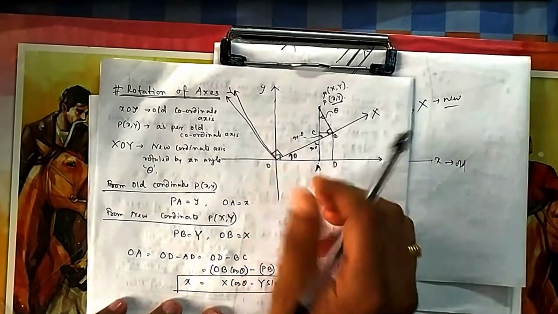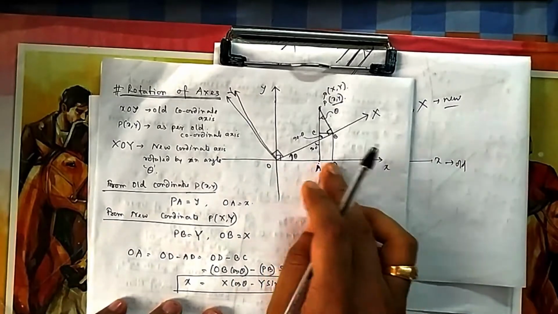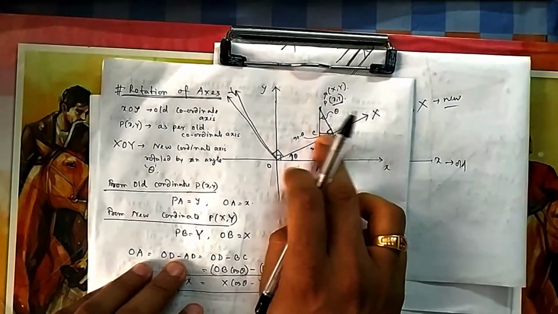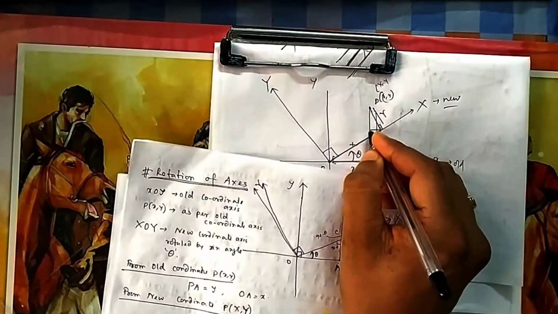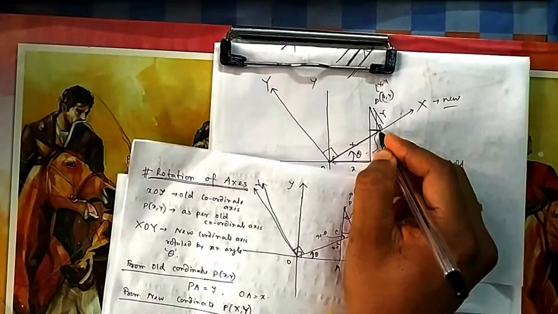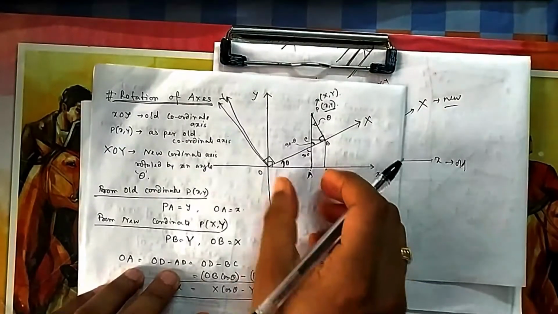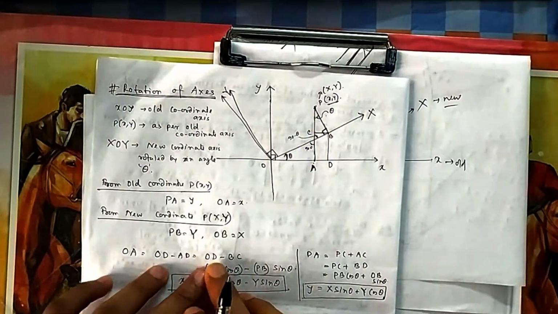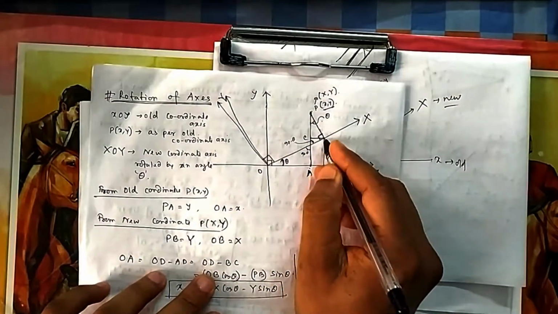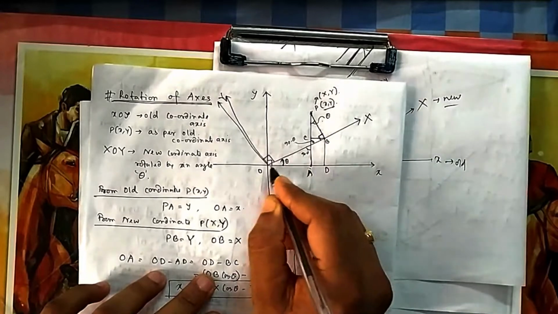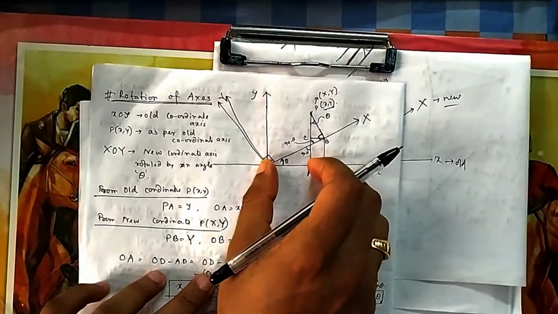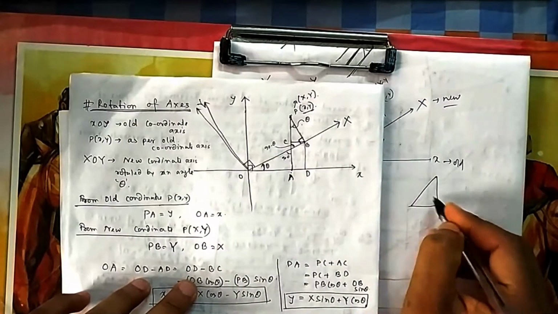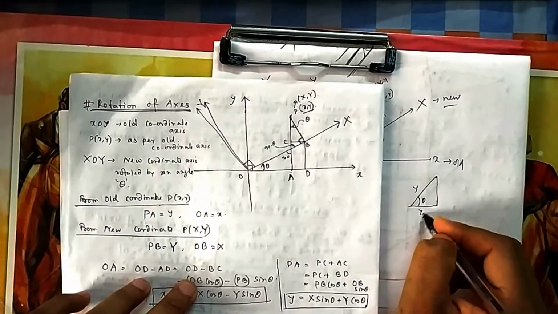OA we can write as OD minus AD. Now AD is nothing but BC. We have drawn one perpendicular from here also, BC, and these lines we have joined. So it is OD minus AD, and AD is nothing but BC. So what is OD? If this is x, this is the hypotenuse, then this is the base, so this becomes x cos theta. Suppose this is y, this is theta, then this will become y cos theta.